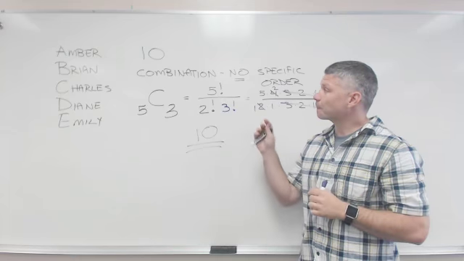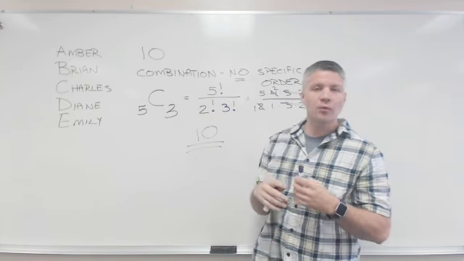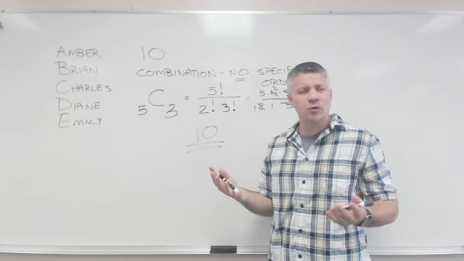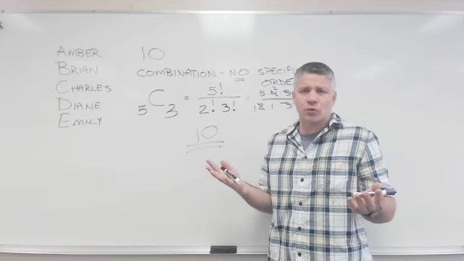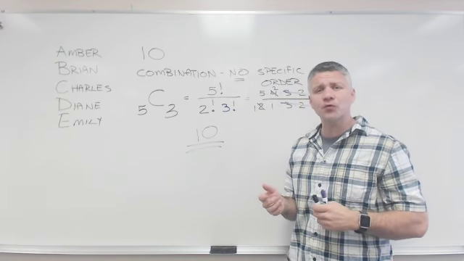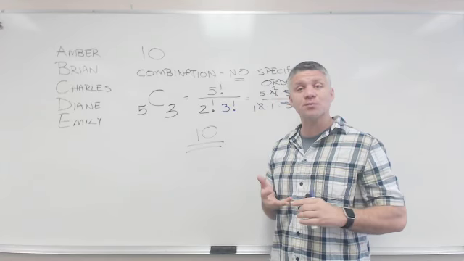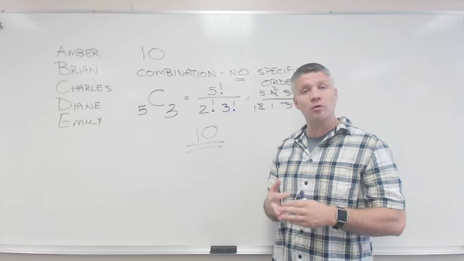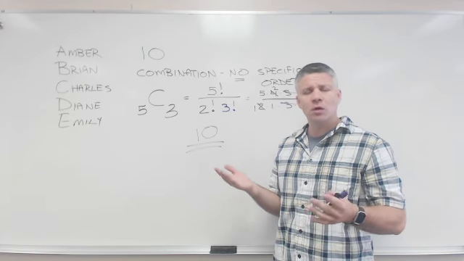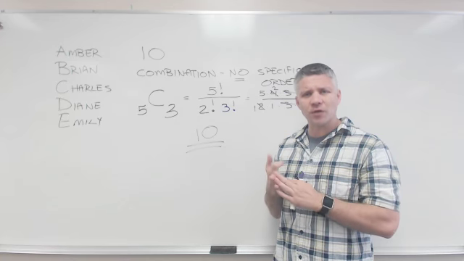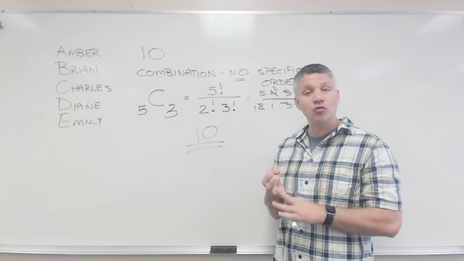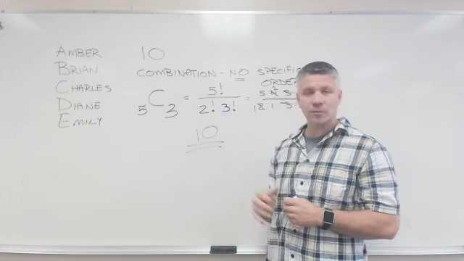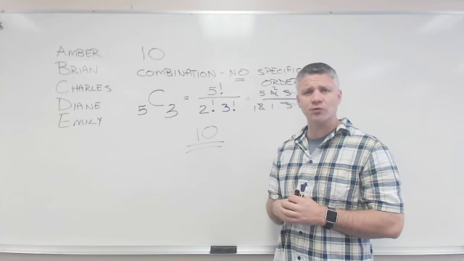So, counting principles, if we want to put all 5 of them in a line, 5 factorial. If there's 8 of them, 8 factorial. If we're choosing them for something like president, vice president, secretary, or first, second, third place, order matters. Permutations. If order doesn't matter, if I need 3 of them for hall duty, if I need 2 of them to go to detention, combinations. Order doesn't matter. And these are the ways we figure those out.